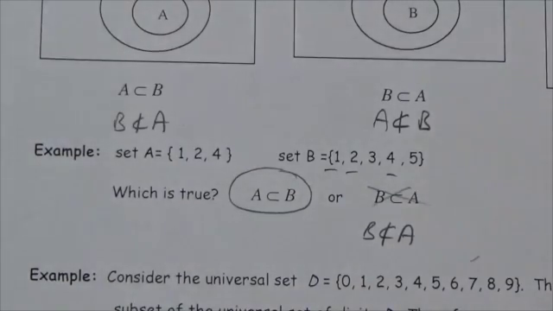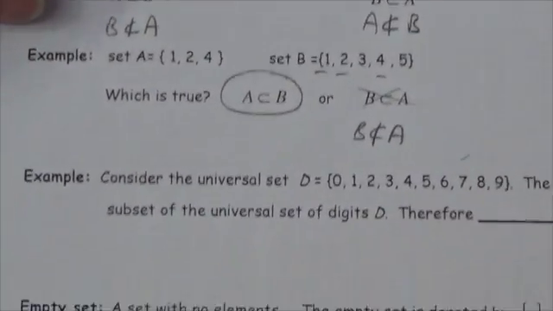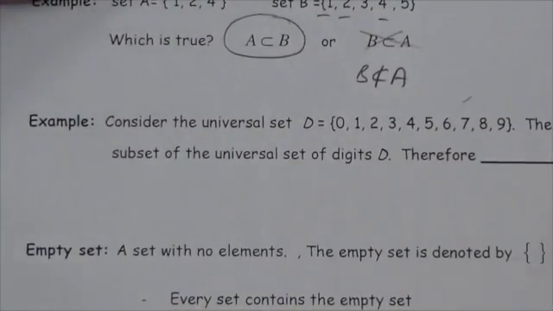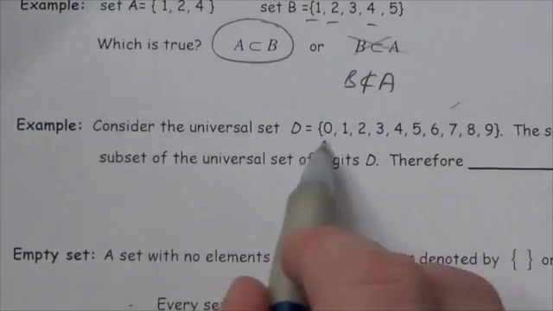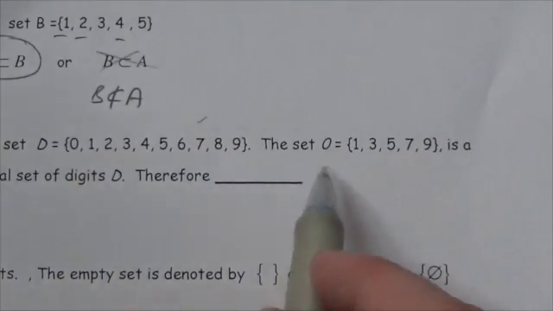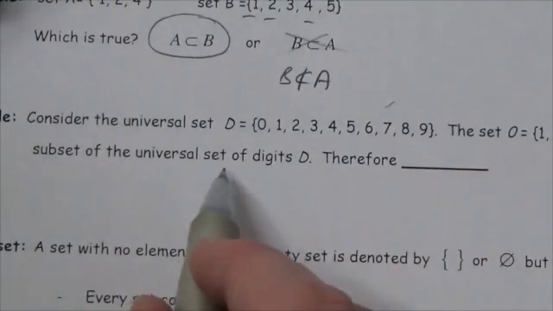Now, let's consider just another one to help us out here. There's another idea here that we want to get to in just a second before we look at some more questions. Consider the universal set D. We've got 0, looks like we're going all the way up through 9. And then the set O here, 1, 3, 5, 7, 9, is a subset of the universal set D of digits.